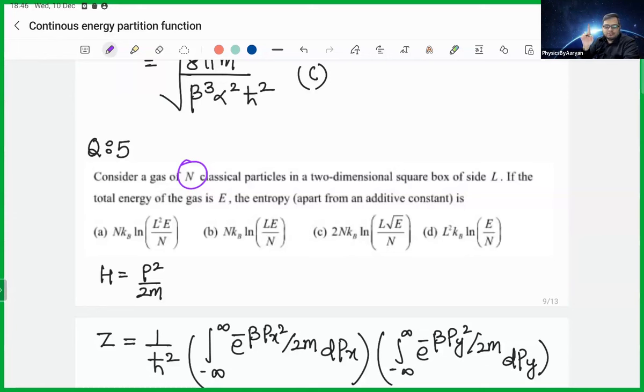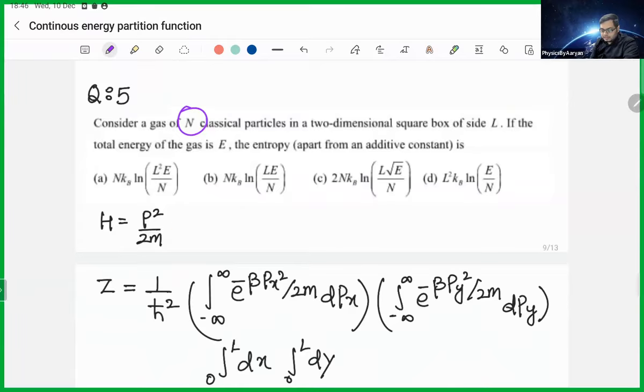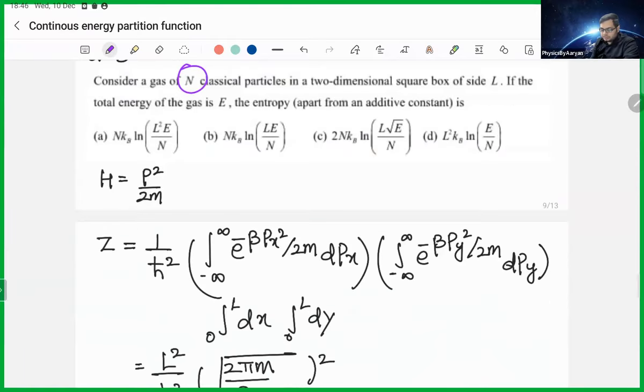So what we do is, first we write for one particle, then we write for n particles, and then we find entropy. Okay? So how do we do it? First we do for one particle. For one particle, Hamiltonian is given by p square by 2m. Then I write z. We are in two dimensions. So this is actually not p square, it is px square by 2m plus py square by 2m.